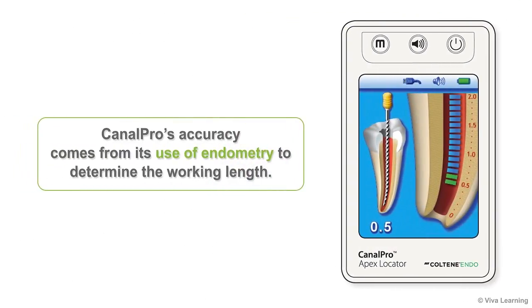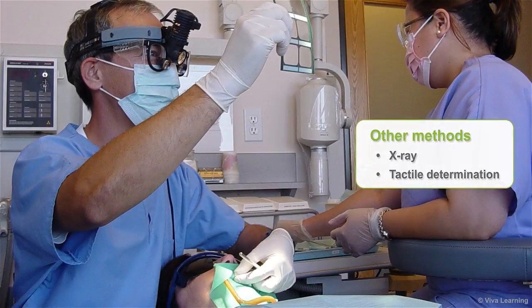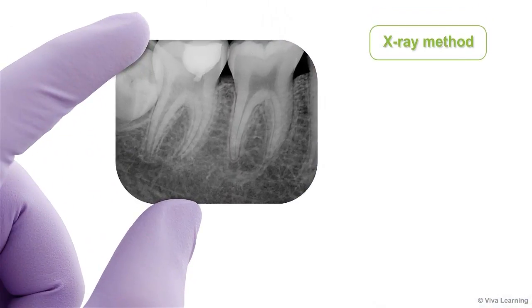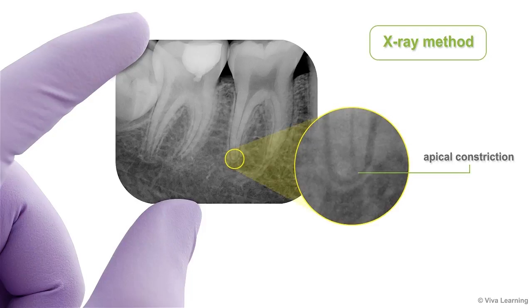CanalPro's accuracy comes from its use of endometry to determine the working length. Other methods that can be used to determine the working length are X-ray and tactile determination. Each of these other methods has some serious drawbacks. Although X-rays are the most commonly used technique, since the apical constriction is not exactly visible on the two-dimensional X-ray image, it is simply assumed to be located 1 to 2 millimeters away from the radiographic apex. The working length is then determined based on that assumption.